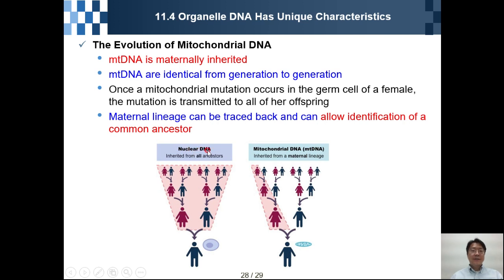How about nuclear DNA? Nuclear DNA is inherited from all ancestors, because we receive one copy from the father and one copy from the mother. But mitochondrial DNA is just maternally inherited. So it means that my mitochondrial DNA is exactly the same as my mother's mitochondrial DNA, and my mother's is exactly the same as my grandmother's mitochondrial DNA, and so on. So it means that the maternal lineage can be traced back and can allow the identification of common ancestors. Okay?